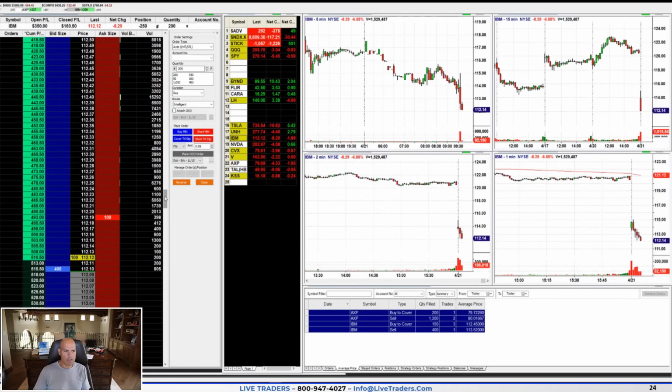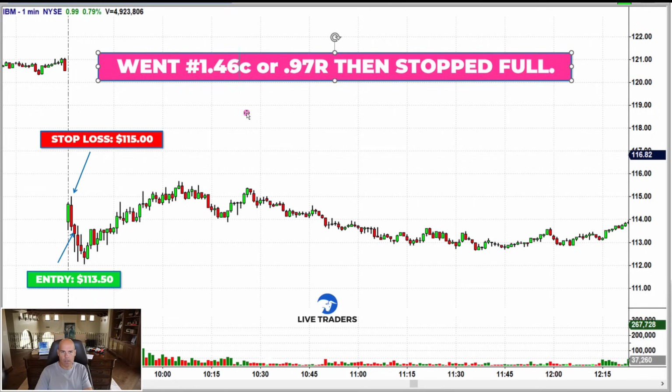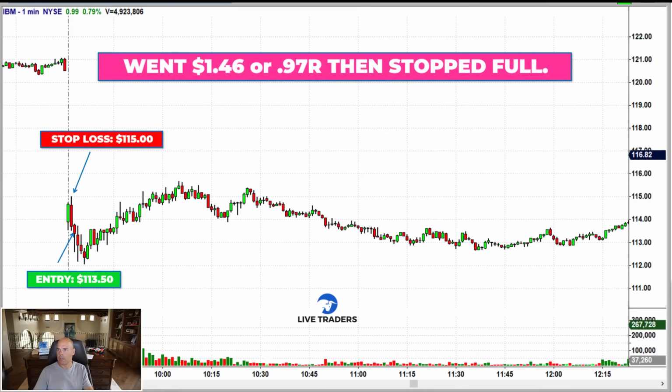And then this happens, right? It went 1.46 or 0.97 R, then stopped full. Went $1.46. Okay? I don't know why it says cents there. Let's just change that to, whoops. There. Went $1.46. Just under an R, and then turned around.